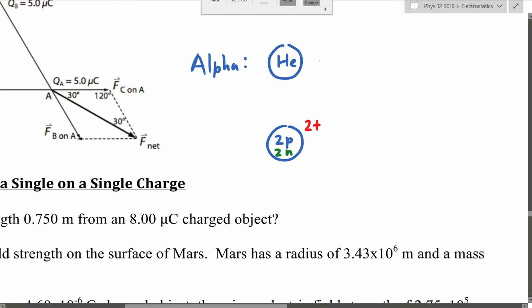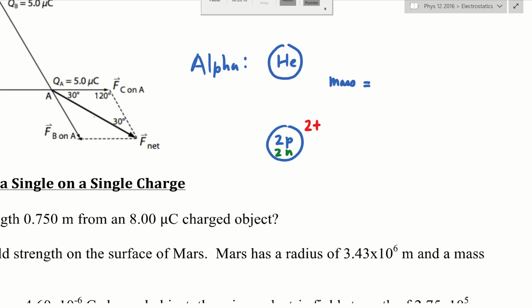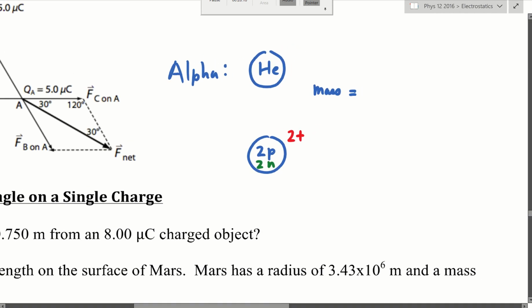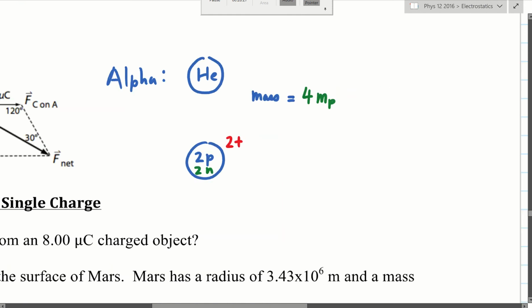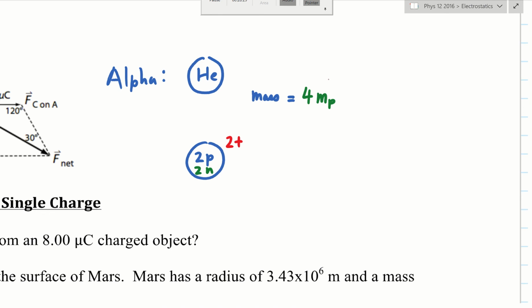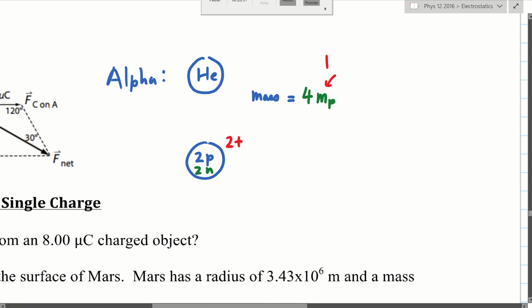Now, it also has a mass. The alpha particle is going to be 2 protons and 2 neutrons. Protons and neutrons have approximately the same mass, so we will say it has 4 times the mass of a single proton. A single proton weighs about 1.67 times 10 to the negative 27 kilograms, so 4 times that is the mass of an alpha particle.